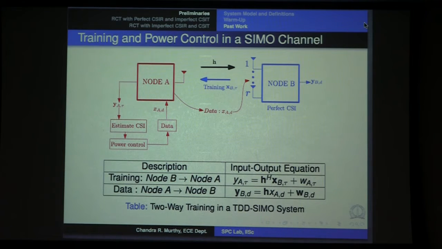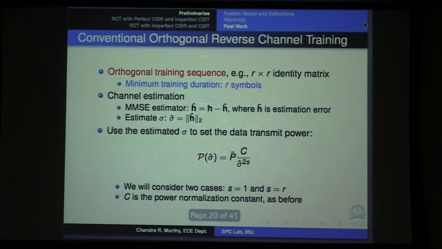So some notation, we will use the subscript T for training. So Y_AT is the received training signal at node A, and Y_BB is the received data signal at node B when data is transmitted from node A to node B. So X_B tau is the reverse training signal, and the forward data signal is X_AB. And W is the noise.